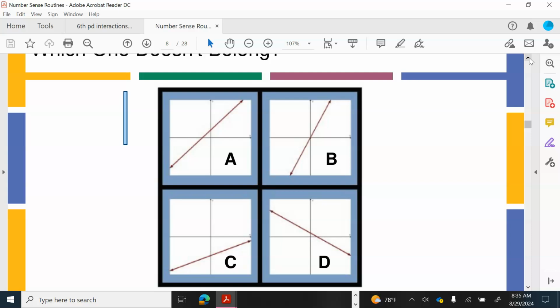Okay, so mine is a D because it's a negative slope. Who else was thinking D because it's negative? Okay, okay. Anyone else? Good.